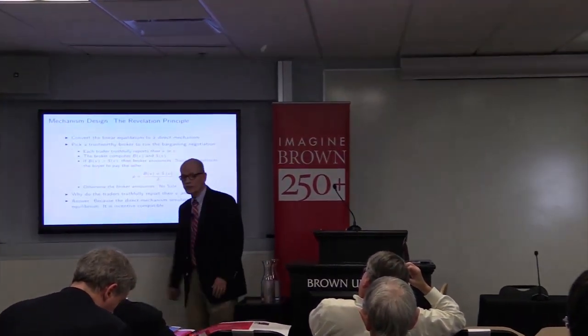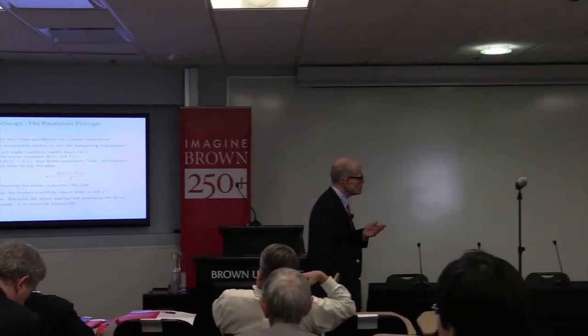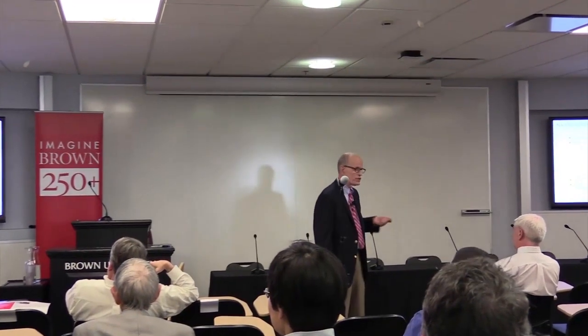Okay, so here's mechanism design. First, I've got to show you the revelation principle, which is really a neat thing. It makes everything possible. We're going to convert the linear equilibrium we just saw to a direct mechanism. What's a direct mechanism? Instead of you making bids and asks, we're going to have a broker, and you just say what your value is, and I say what the cost is, and then this trusted broker who doesn't cheat us would tell us whether we trade.